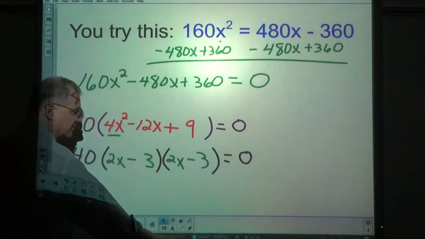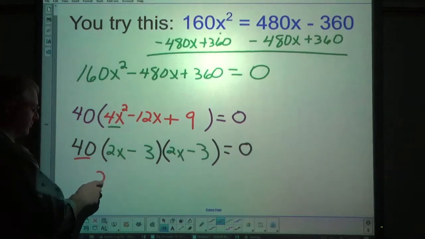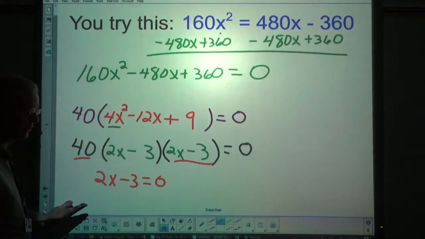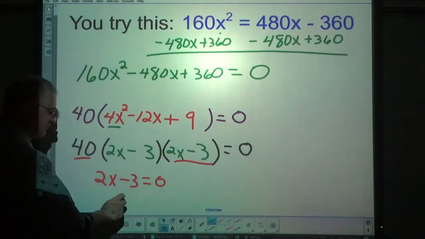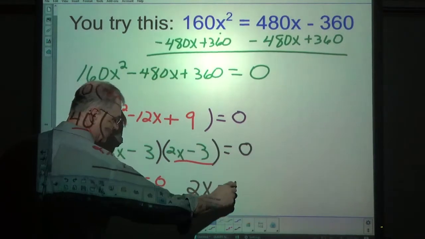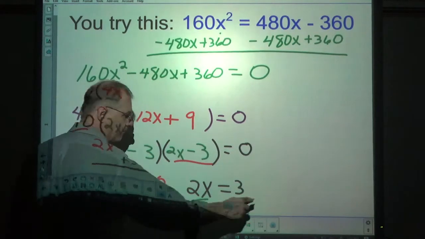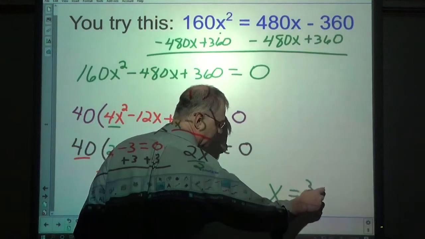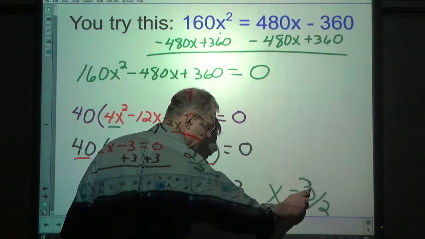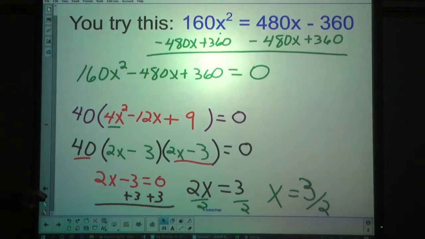All right, now I'm going to set equal to 0 and solve. 40 is not going to be set equal to 0. 2x minus 3 equals 0. Well, that's the exact same thing. I'm not going to write it again. I'm just going to solve this by adding 3 to both sides. 2x equals 3. And then I'll divide both sides by 2. X equals 3 over 2. That was a funny 3. 3 over 2, or 1.5. And that should be your answer.